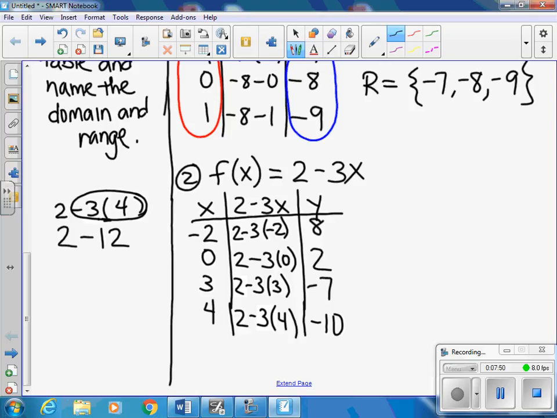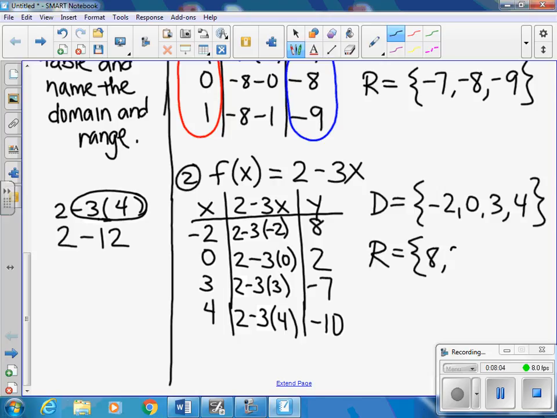Now we want to list the domain and range for it. So our domain equals, and remember that's the x values that were given to us, -2, 0, 3, and 4. Close your braces. And the range values are the numbers we came up with, so they're our y column: 8, 2, -7, and -10. Remember, it doesn't matter what order those numbers are in, as long as you have all 4 of them.